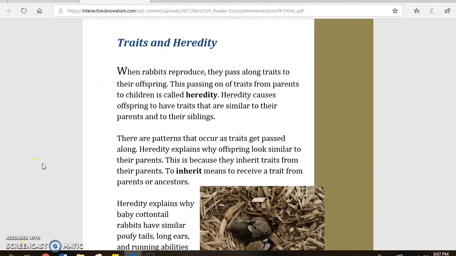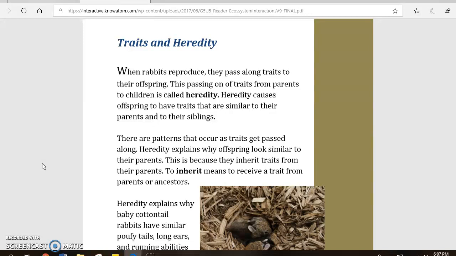Traits and heredity. When rabbits reproduce, they pass along traits to their offspring. This passing on of traits from parents to children is called heredity. Heredity causes offspring to have traits that are similar to their parents and to their siblings. There are patterns that occur as traits get passed along.